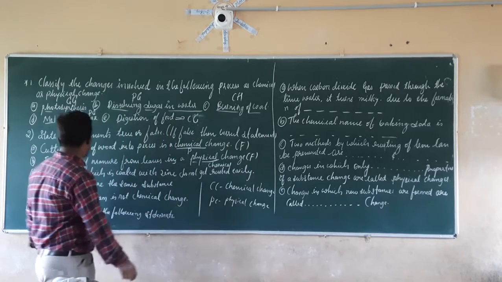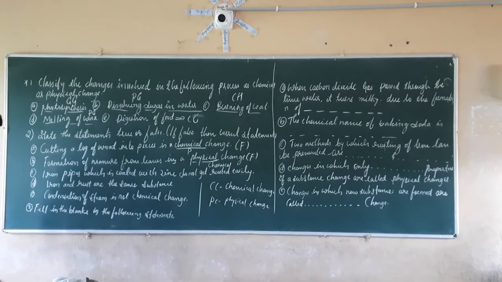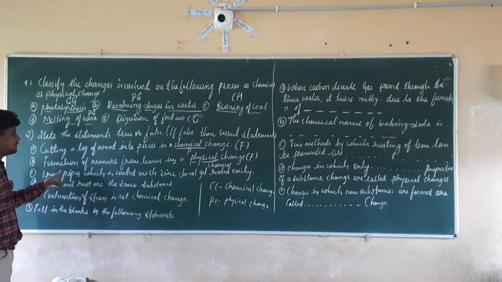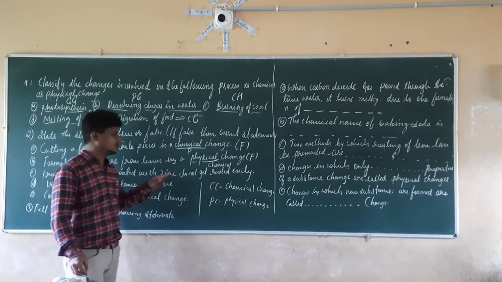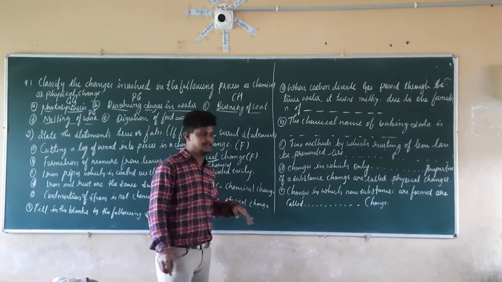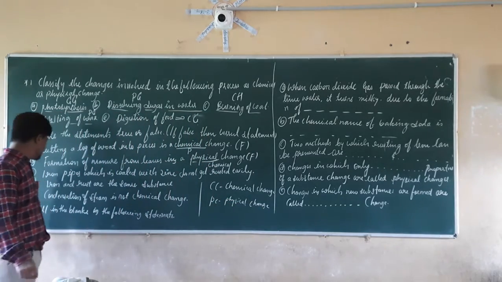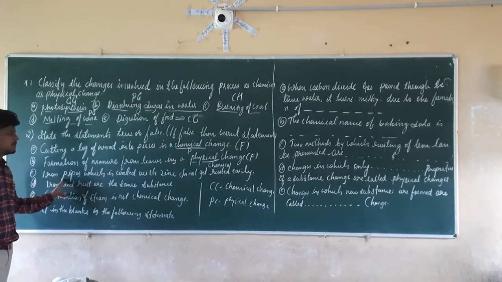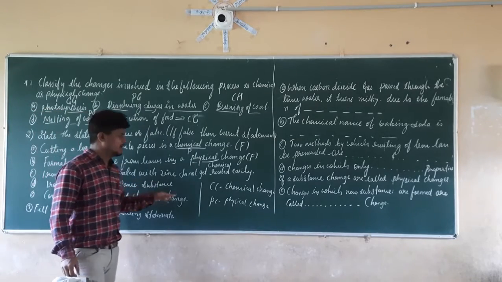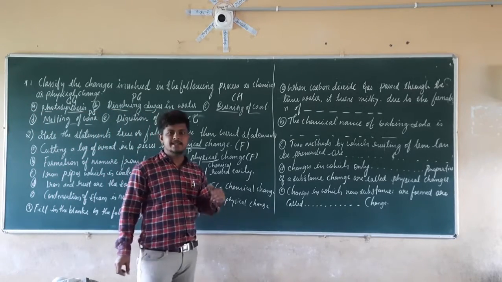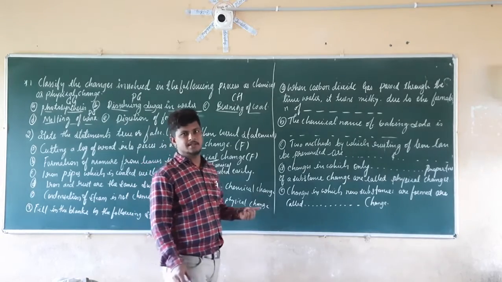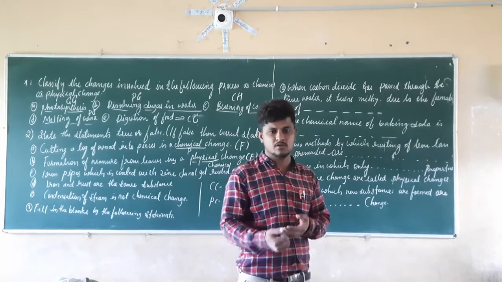This is a chemical change. Next, statement C: Iron pipes which are coated with zinc do not get rusted easily. So take the iron pipes which are coated with zinc.